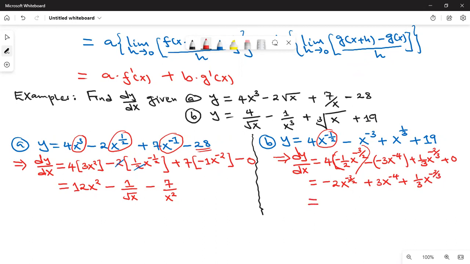Alternatively, you can write this as negative 2 divided by x raised to 3 over 2, plus 3 over x raised to 4, plus 1 over 3 x raised to negative 2 over 3. So that is our derivative.